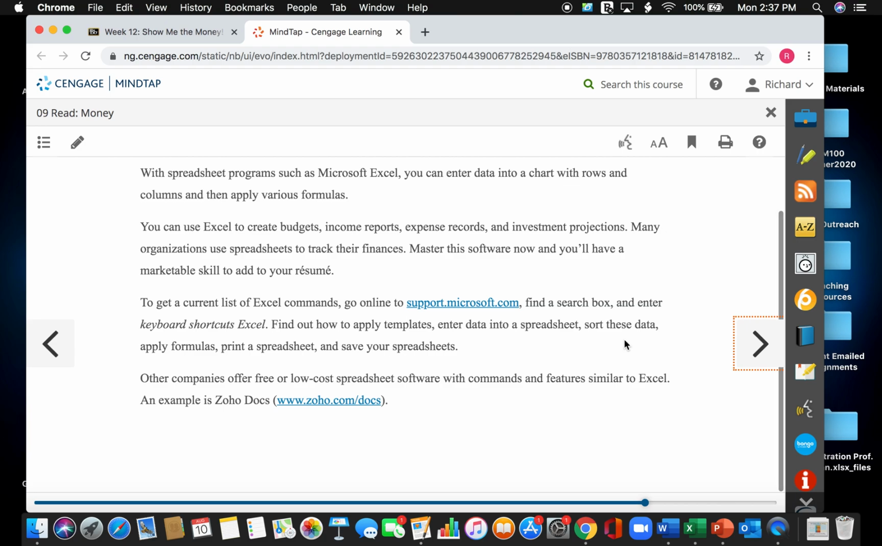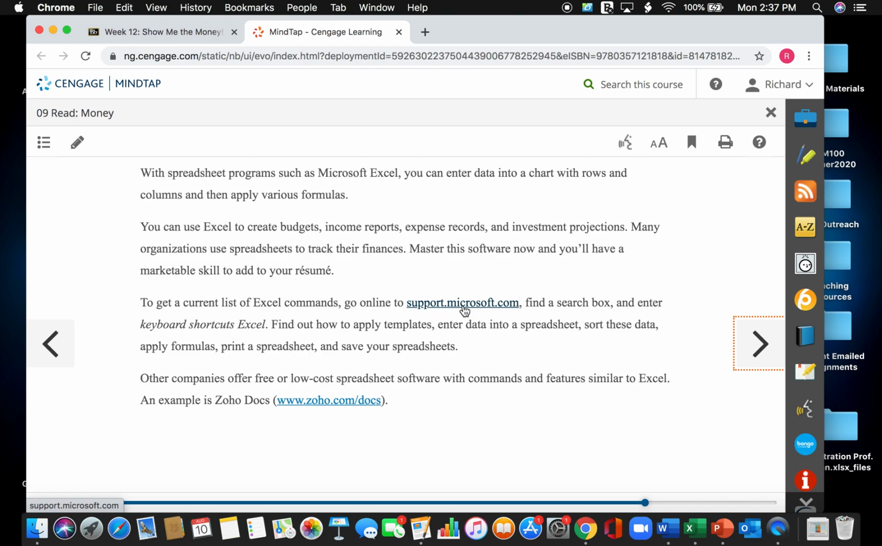To get the current list of Excel commands, go online to support.microsoft.com, find the search box, and enter the keyword shortcuts Excel. Find out how to apply templates, enter data into a spreadsheet, sort these data, apply formulas, print a spreadsheet, and save your spreadsheets.